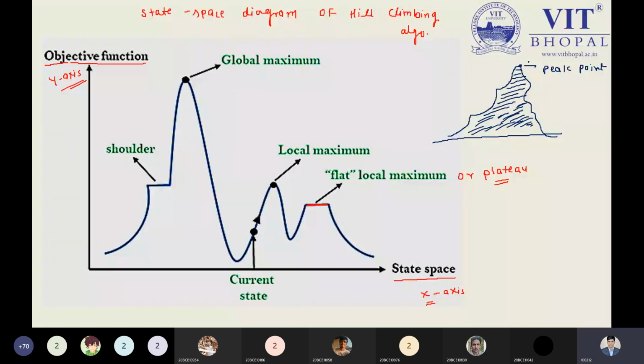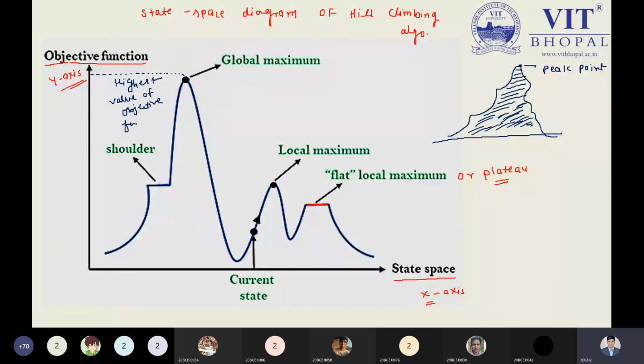If we talk about the objective function, this global maximum contains the highest value of the objective function. So what is meant by the global maximum? It is the best possible state in the state space diagram, because at this state the objective function has the highest value. Can I say this is right? Yes, sir. So this is the highest value of our objective function.